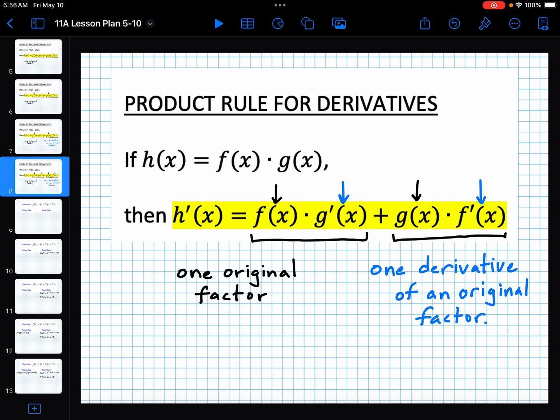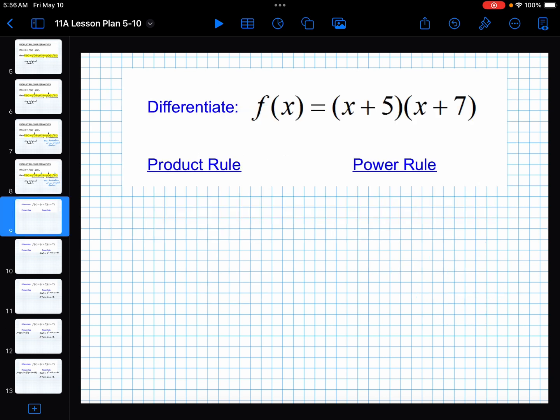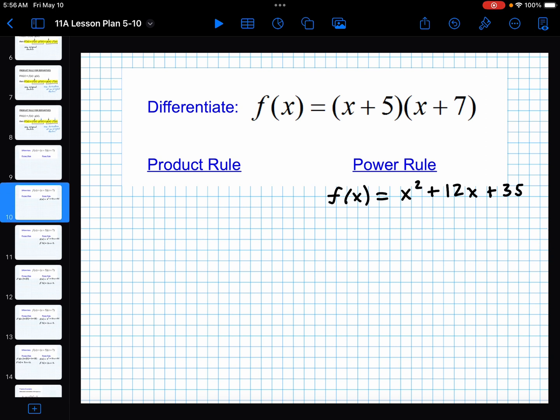It gets a little bit more difficult as your individual factors become more complicated functions, but let's start off with an easy example just to show you how this works. If f of x equals x plus 5 times x plus 7, this one's easy enough to just distribute, use the FOIL method to multiply these two things out. If you do that, you'd get f of x equals x squared plus 12x plus 35, and then it's a simple power rule differentiation. You wind up with f prime of x equals 2x plus 12.